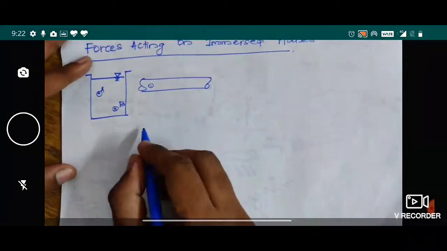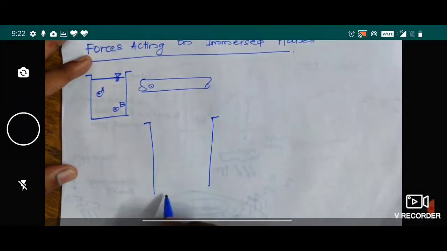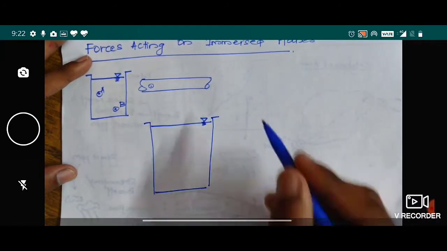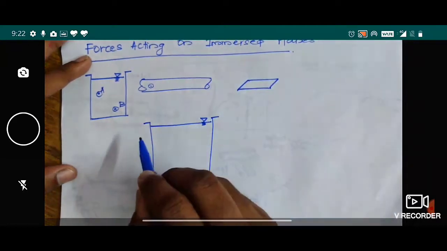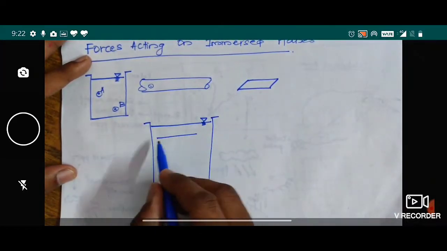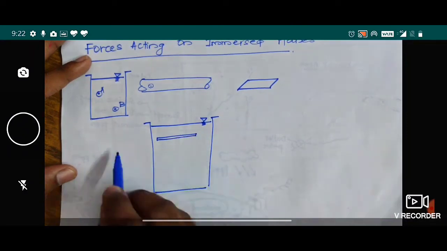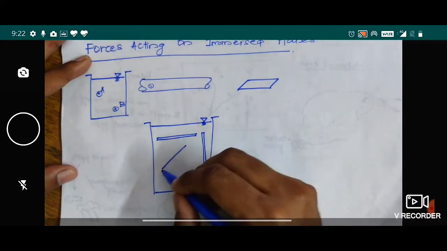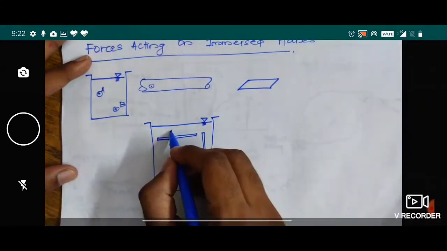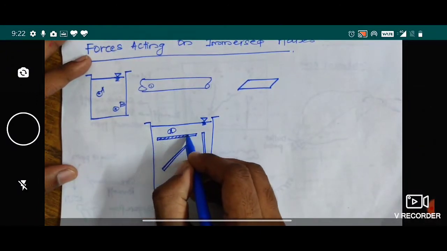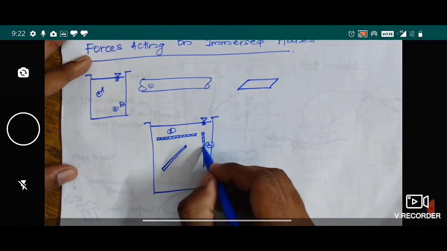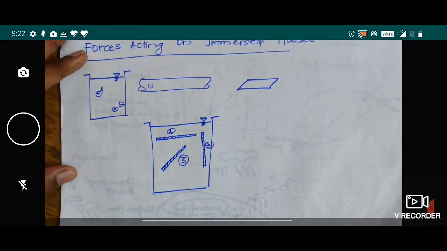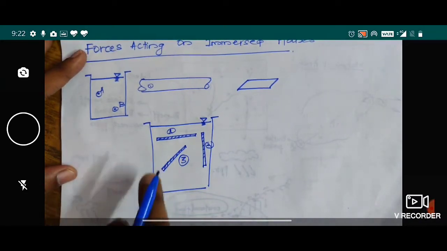Say you have a large container filled with liquid. I don't know what liquid it is. So you're taking a plane. Let this be the plane, and for showing the plane, I'm just drawing it like this. You can keep the plane horizontally, or vertically, or at an angle, an inclination. So these are the three different ways in which you can immerse a plane inside the liquid.